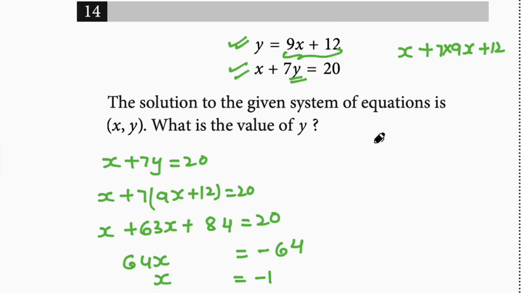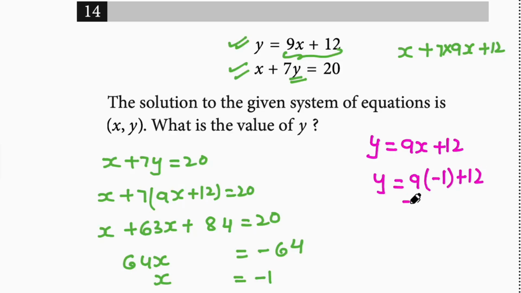But what we have to calculate is the value of y. So let's use it here. y is equal to 9x plus 12. y is equal to 9 times negative 1 plus 12. Okay, y is 3.